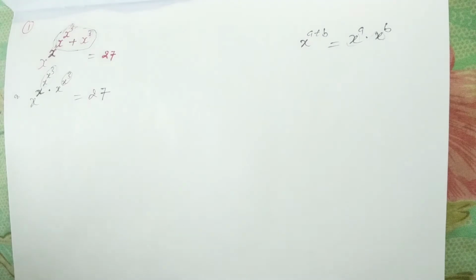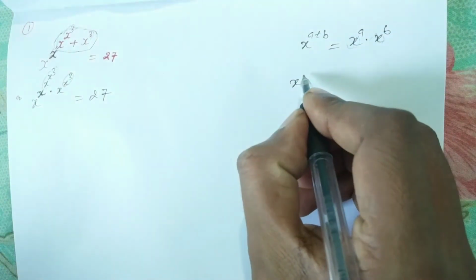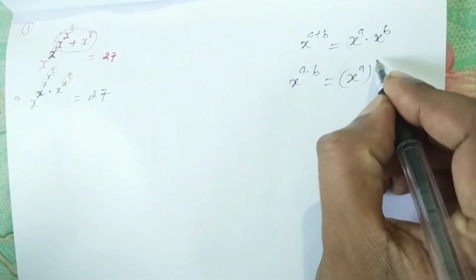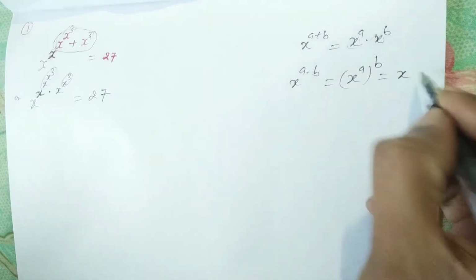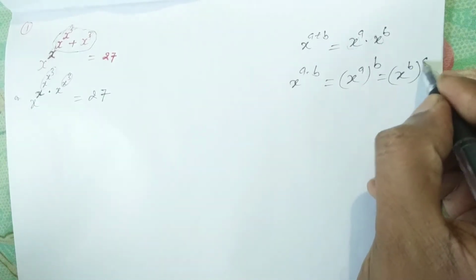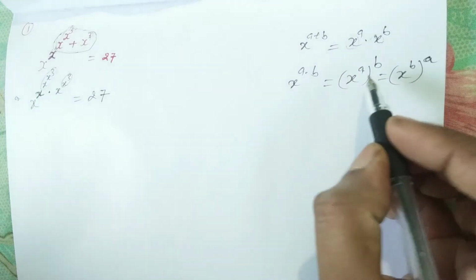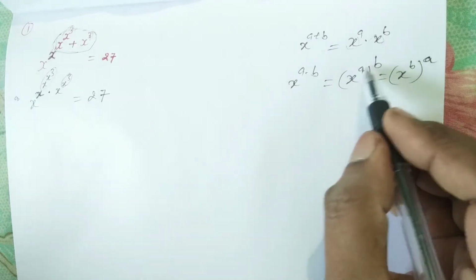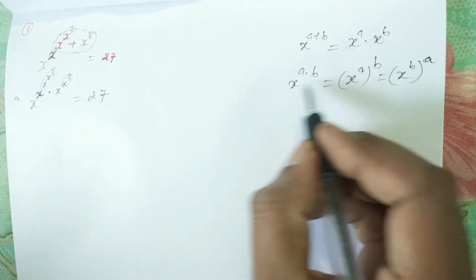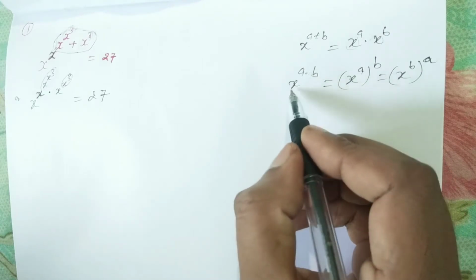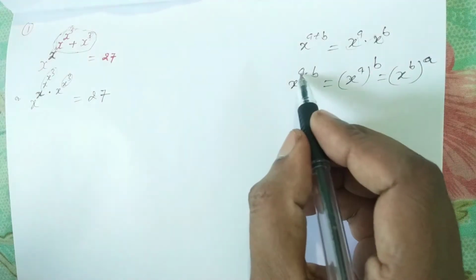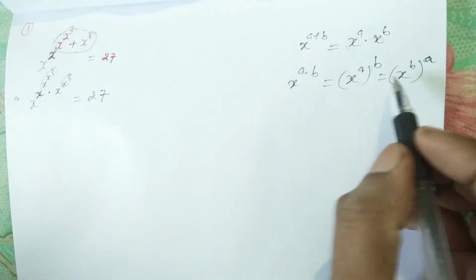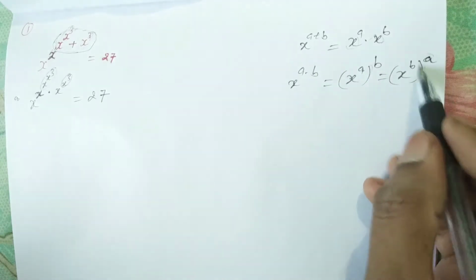So now if we have x to the power a times b, then this can also be written as x to the power a whole to the power b, or x raised to power b whole raised to power a. If there is x to the power a and it is whole to the power b, then the powers finally get multiplied with each other. So x raised to power a times b can also be written as x raised to power a whole to the power b, or x raised to power b whole to the power a.